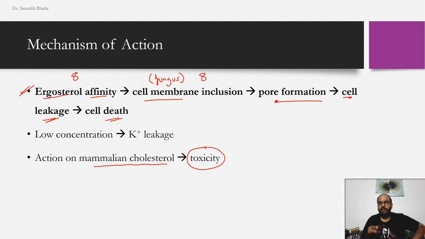And because of this pore formation, there is an exchange of ions. This fungal cell loses a lot of potassium, it loses a lot of magnesium, and there's an influx of hydrogen ions inside the cell. And because of this increasing protons or a decreasing pH of the fungal cell, the cell eventually dies. Okay. Low concentration amphotericin B can lead to potassium leakage through the same micropore formation, and the action of mammalian cholesterol leads to toxicity. So let's discuss how the micropore actually forms.